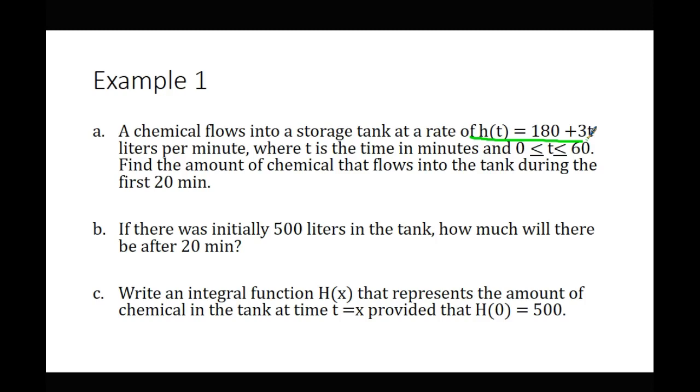Where t is the time in minutes, and it looks like time is going from 0 to 60, it says find the amount of chemical that flows into the tank during the first 20 minutes. Okay? So it's asking us to find the net change. How do you find the net change? How much chemical, in other words, flowed into the tank over that time period? You integrate the rate. Now my rate is h of t, right?